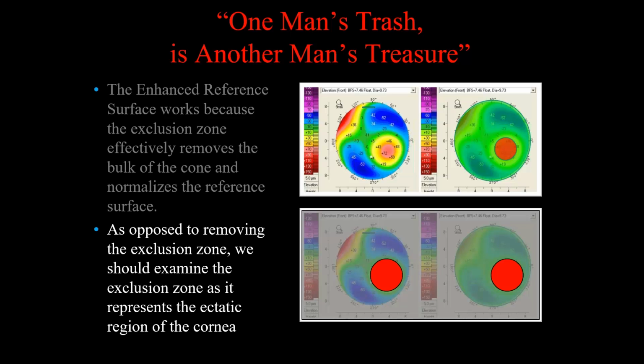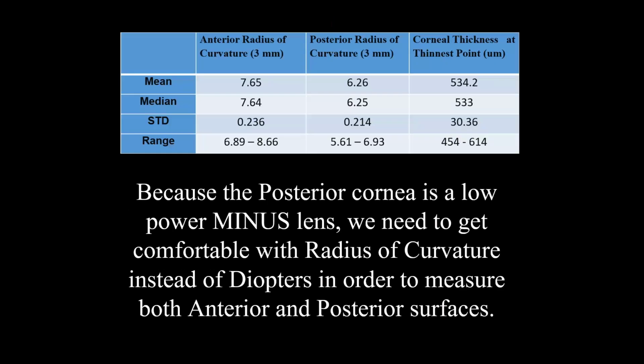But if we now want to have a descriptor of the cone, we already know that the 3mm zone we've excluded has removed the bulk of the ectatic region. So as opposed to removing the exclusion zone, we're going to examine that exclusion zone since, again, it represents the bulk of the ectatic region. So we said, let's look at that 3mm zone surrounding the thinnest point on the cornea, and we'll look at both the anterior surface and the posterior surface.